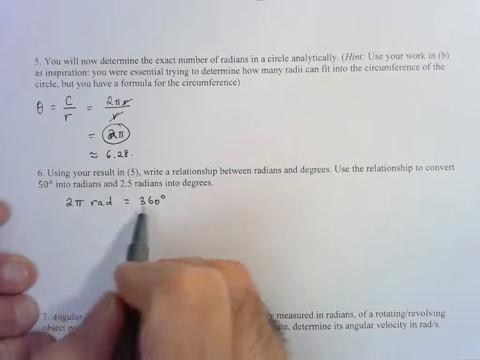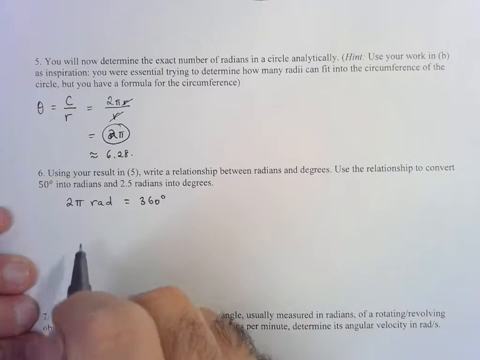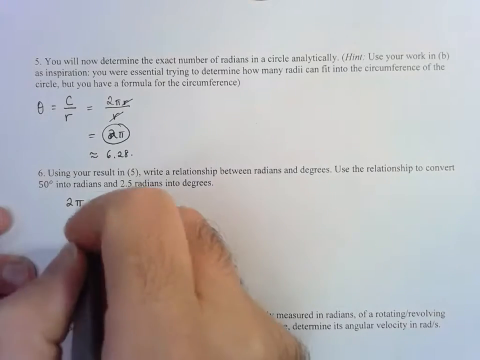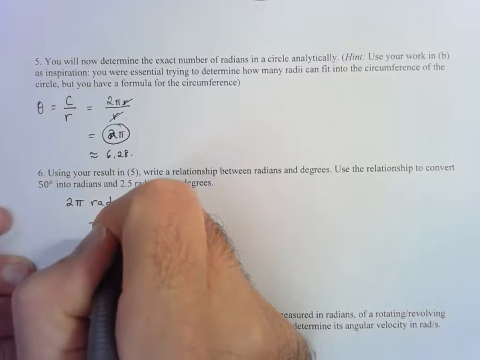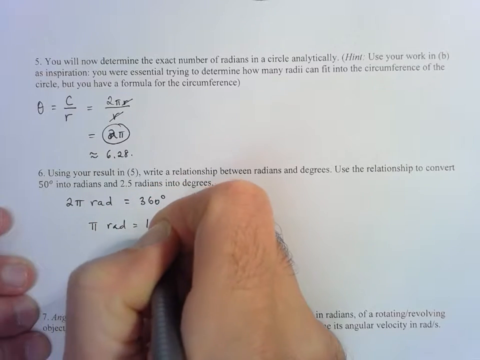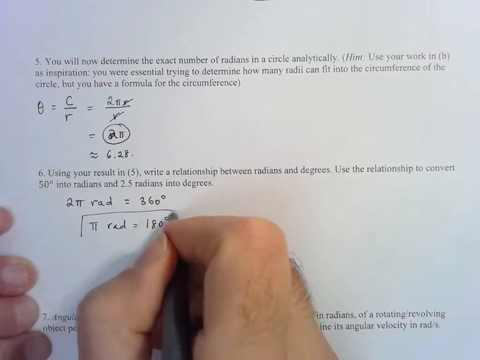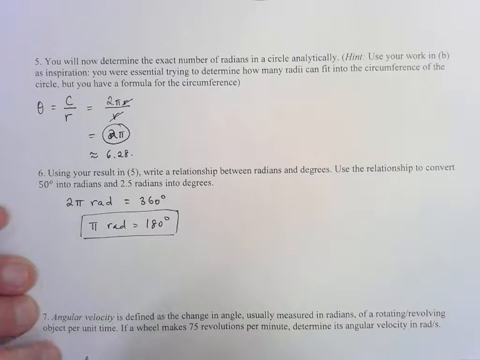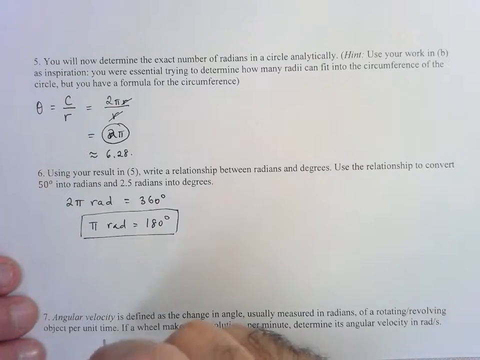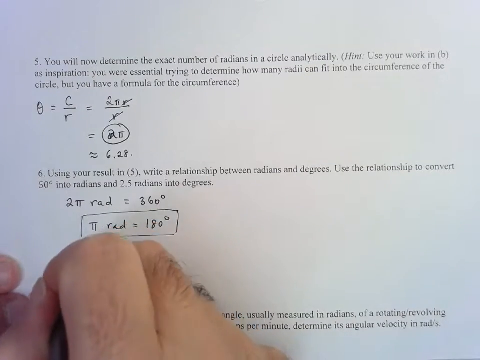Now we actually write this relationship in a slightly simpler way, because if 2 pi radians is 360 degrees, then we know that pi radians must be equal to 180 degrees. And so this is the relationship we use to go back and forth between degrees and radians. So let's see how we can use that.